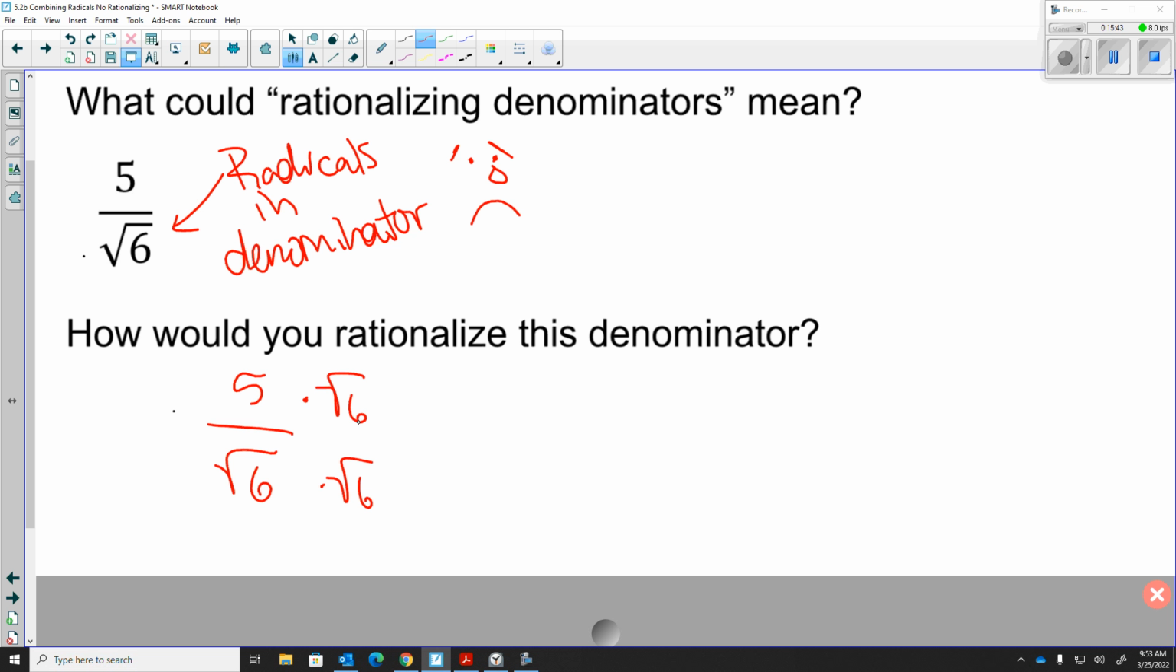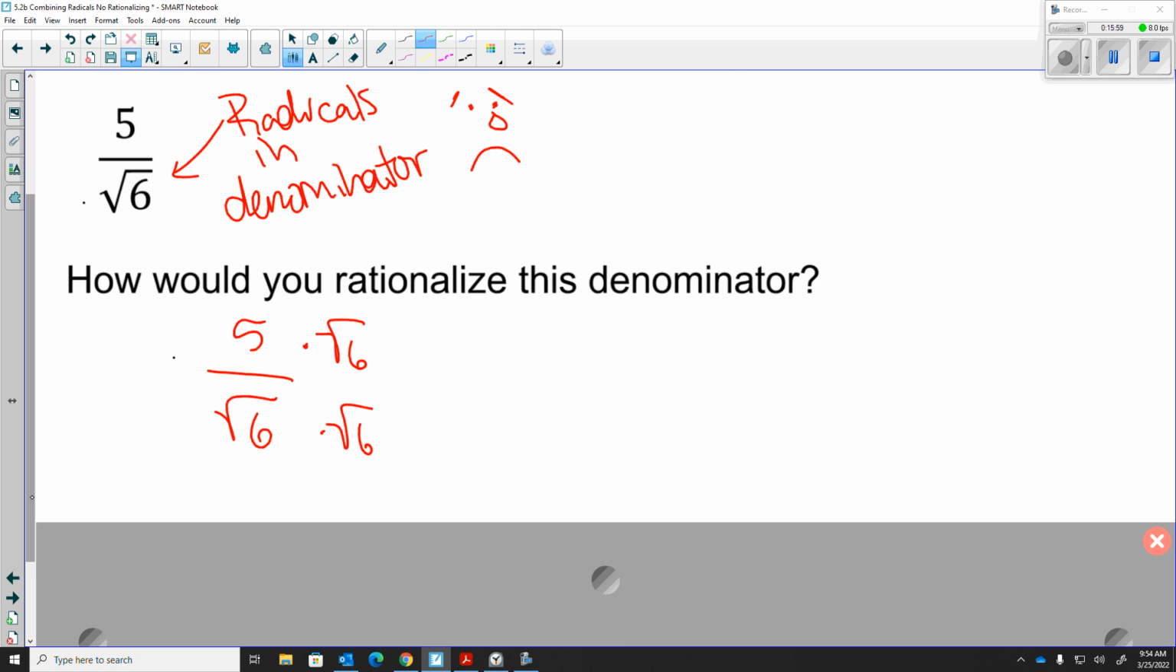What's the square root of 6 times the square root of 6? It's 6, right? The square root of 2 times the square root of 2 is 2. It's like undoing a square, undoing a square root. So this is going to be on top 5 root 6, and on bottom we're just going to have 6. I can't simplify those numbers. I no longer have a radical in the bottom. So this I feel much better about.